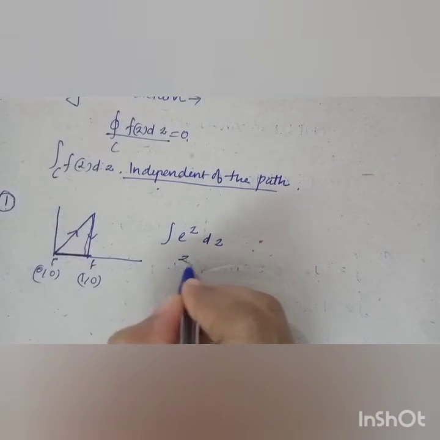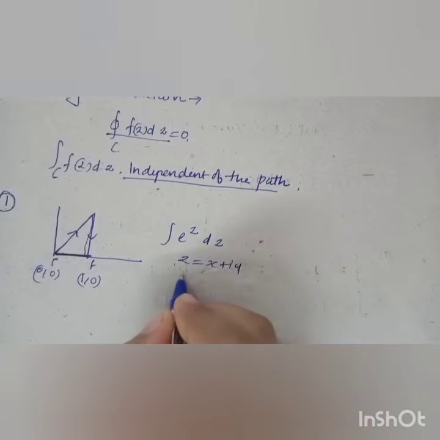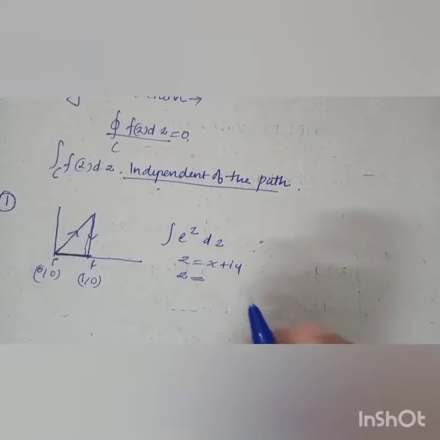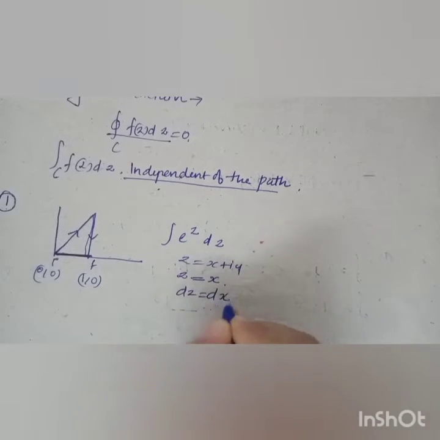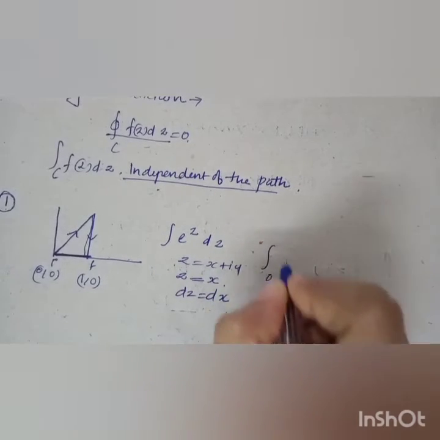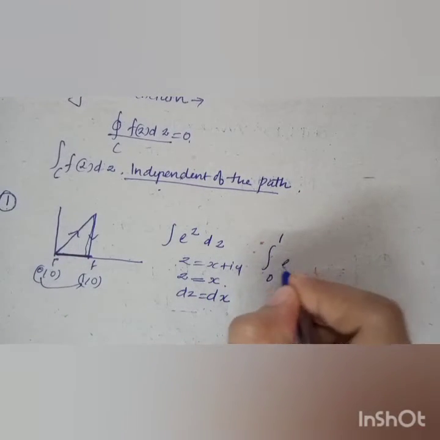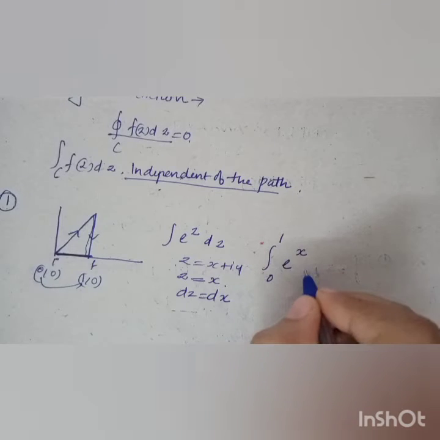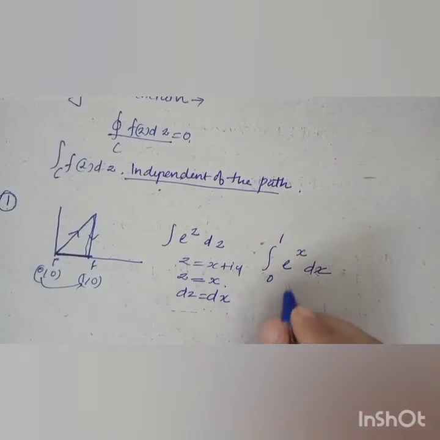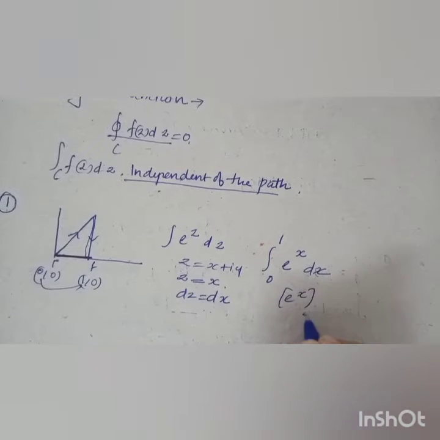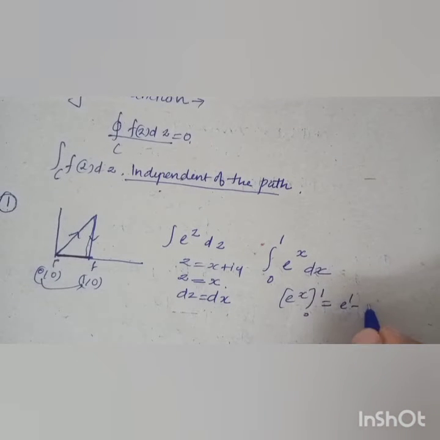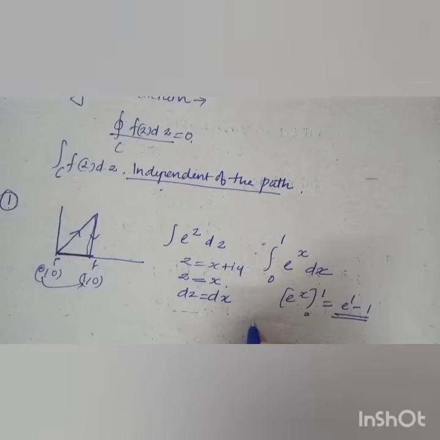So that is z is equal to x plus iy. Along the line we know that it is only changing x now. So dz is equal to dx. So integral 0 to 1, only x changing from 0 to 1, e raised to x dx. So e raised to x is e raised to x only. 0 to 1, that is e raised to 1 minus 1. So e minus 1 is the answer. Okay, so this is about analytic functions.